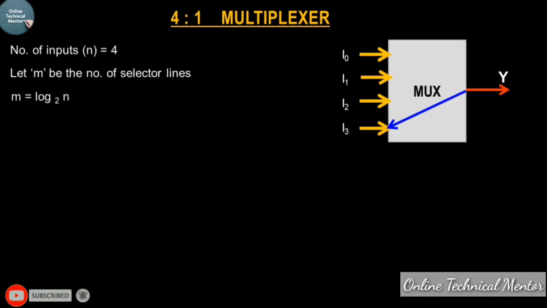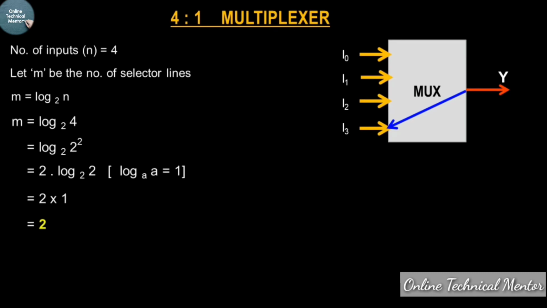So this is the formula, m equals log n with base 2. So m is the number of selector lines and n is the number of input lines. As I have considered a 4:1 multiplexer, that is, the number of inputs is 4. So n is 4 over here. So just put the value of n. It will look like this, m equals log 4 base 2.